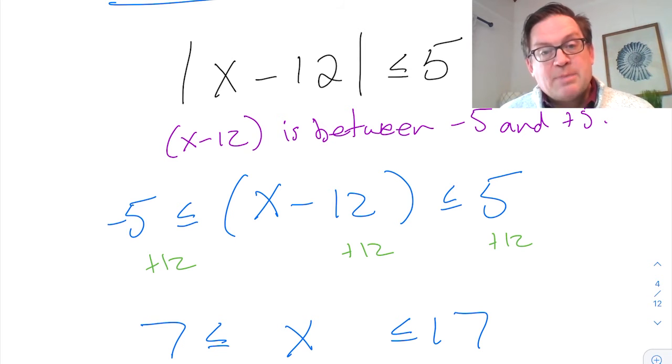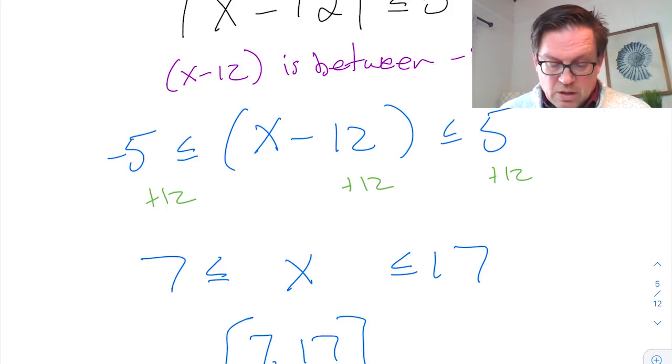But what is x minus 12 between negative 5 and 5? So then you add 12 to all three parts, and you get 7 is less than or equal to x is less than or equal to 17, the same inequality we had up above when we thought about it on a number line.